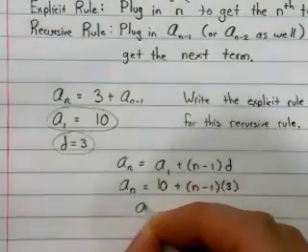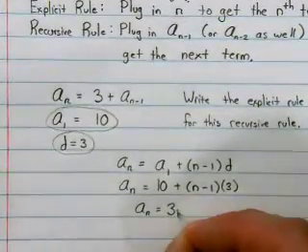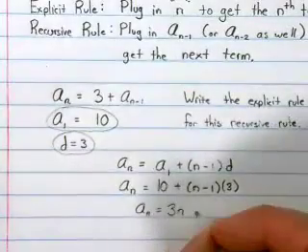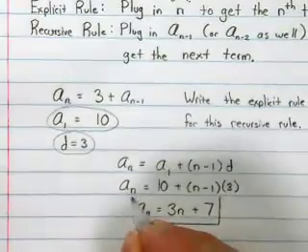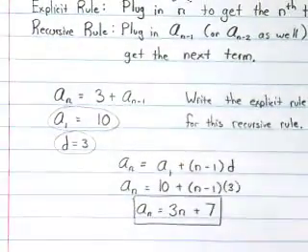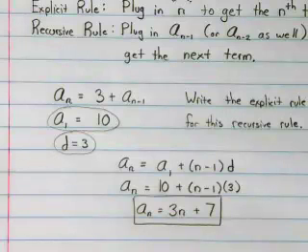So then this becomes a sub n equals 3n, let's see, that would be minus 3 plus 7. So going from recursive to explicit is not very difficult because right in the formula for recursive, you have the first term and you have the common difference. And it's just a matter of lifting those out of there and plugging them into that little formula that you already know and doing it.